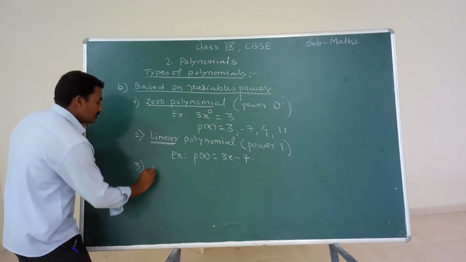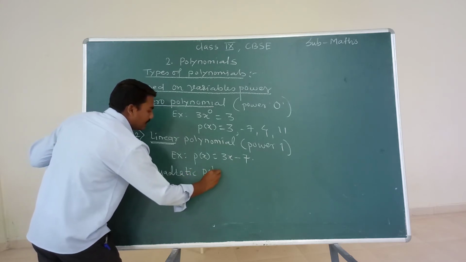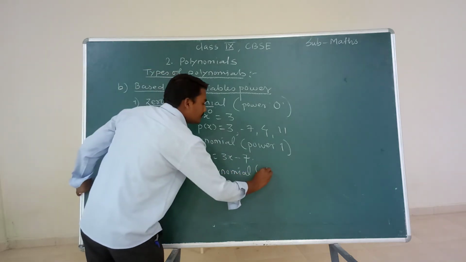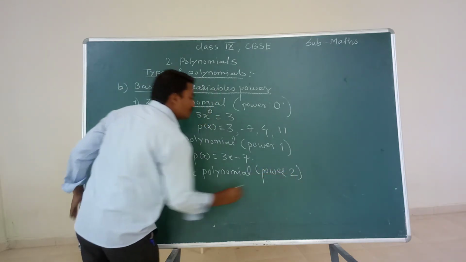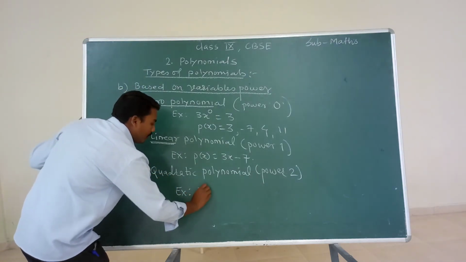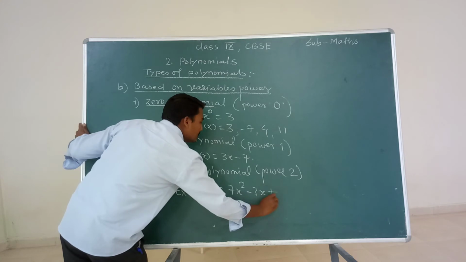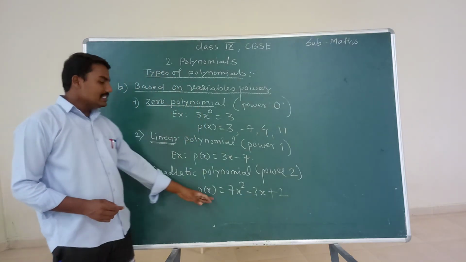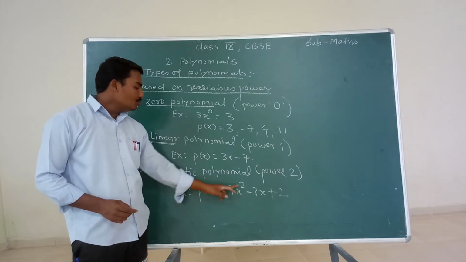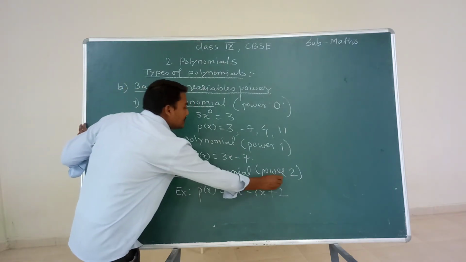Now the third type is quadratic polynomial. Quadratic polynomial means power is 2. Suppose example, p of x is equal to 7x square minus 3x plus 2. In this polynomial the power of the variable is 2. Maximum power is 2. That's why it is a quadratic polynomial.